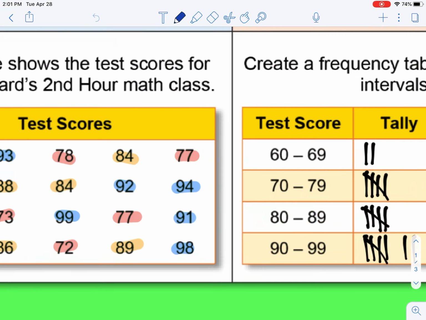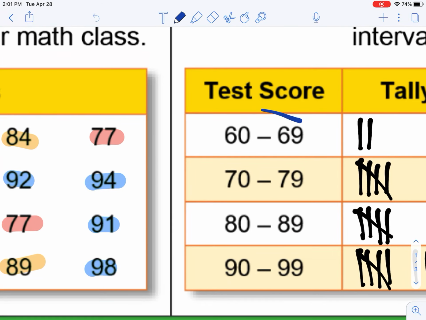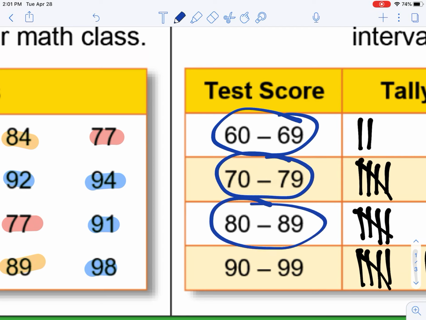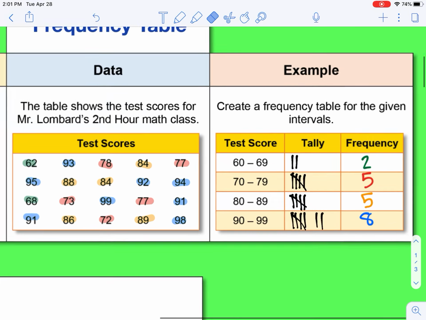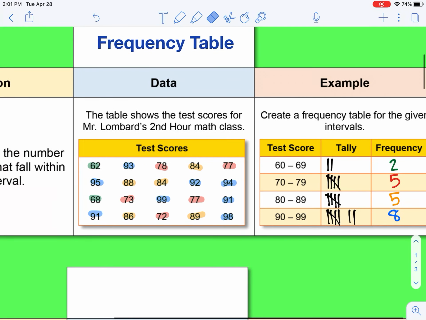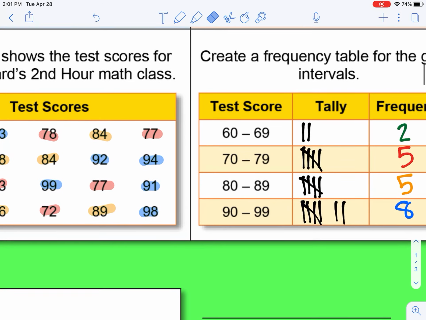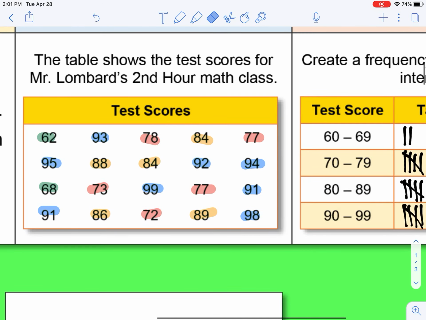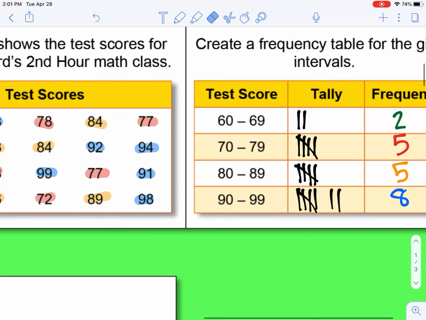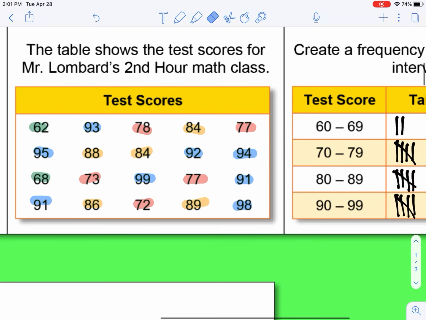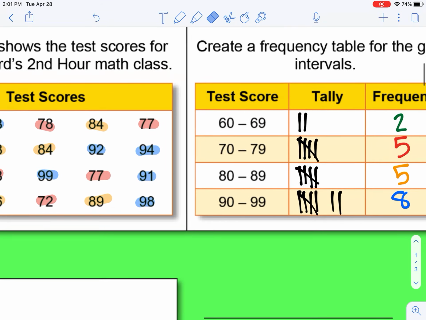So if you look at my example over here, my intervals are 60 to 69, 70 to 79, 80 to 89, and 90 to 99. Okay? Now, I got some tallies here, so all I'm doing is I'm looking at my test scores, and I'm just marking them off. So there's a 62, so I put a tally on the 60 to 69. There's a 95, so I put a tally on my 90 to 99. I keep doing this with all of my test scores until they are all marked.